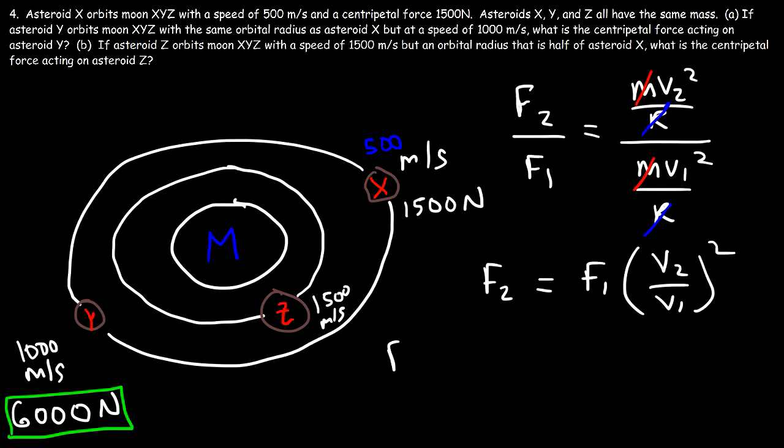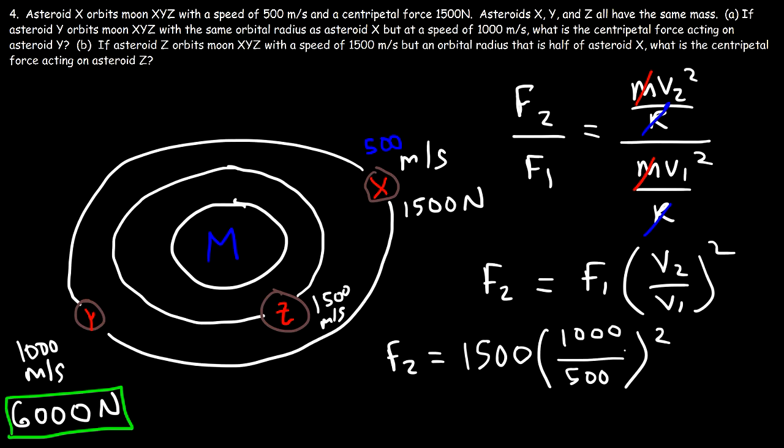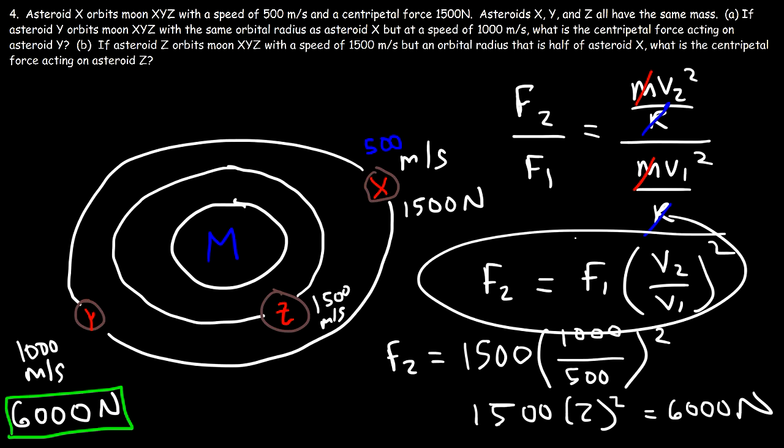So let's use that formula. So F1, where 1 is the first object, asteroid X, is 1500. The speed of asteroid X is 500. And the speed of asteroid Y is 1000. So 1000 divided by 500 is 2. And 2 squared is 4. 4 times 1500 is 6000. So this is the formula that you could use if you need to relate the centripetal force with the speed together.